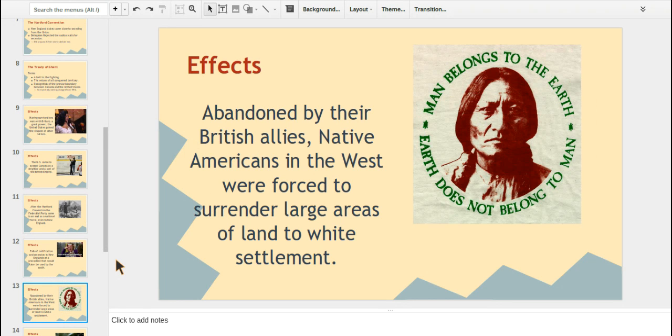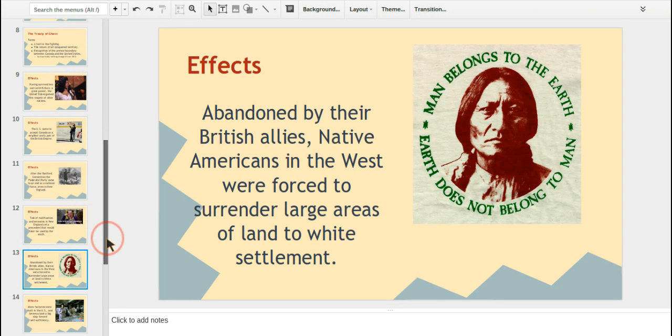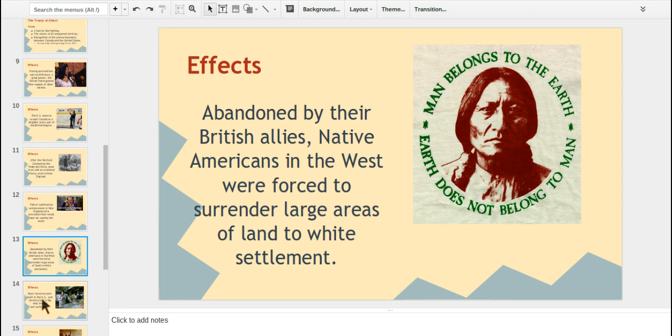Another effect would be that Native Americans were abandoned by their British allies. Native Americans in the West were forced to surrender large areas of land to white settlement. That would be key. One of the causes of the War of 1812 was Southern farmers. Their soil was starting to erode from years and years of farming, and they wanted to move west, but the Indians held the territory, and the Indians were backed by British allies. So it's sort of tying in the cause and effect, the change over time. You're seeing what happened because of what Americans wanted and why they went to war.